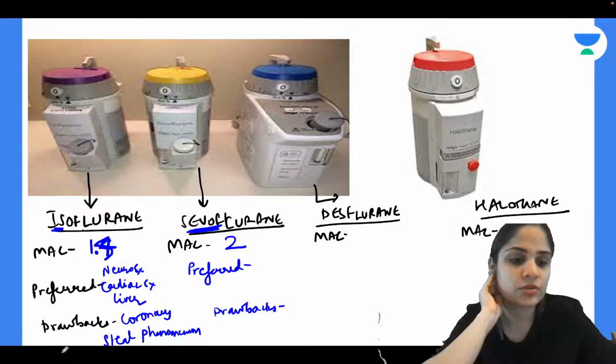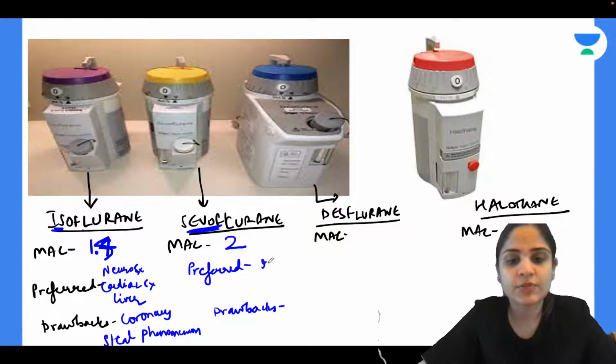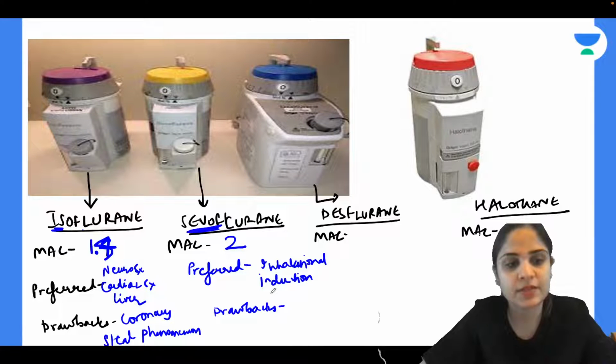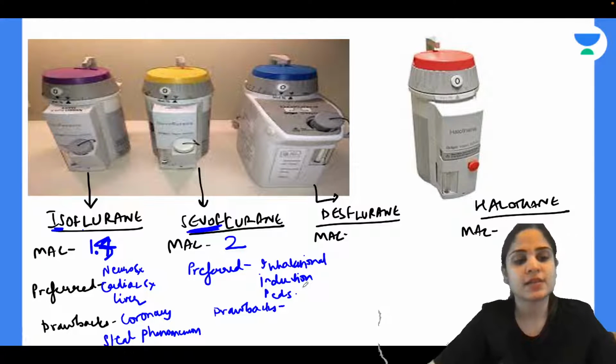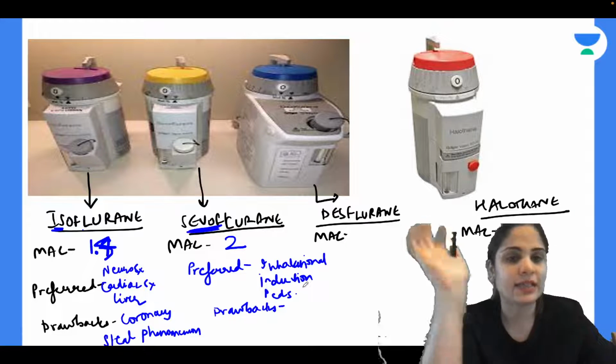Okay, tell me, children. So sevoflurane is always preferred whenever you have to do an inhalational induction. Okay, so this is used for inhalational induction, or if they ever ask you what is the agent of choice in pediatric patients, you will answer it as sevoflurane. Okay, now in pediatric patients, how do you induce anesthesia? You can't take an IV line in them, they will kick and hit you.